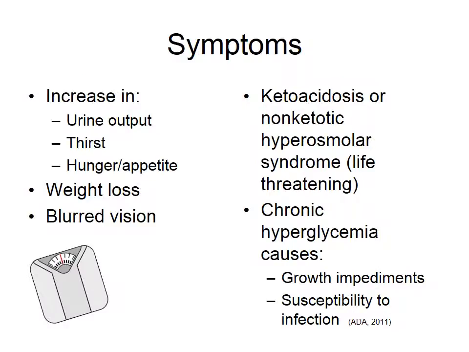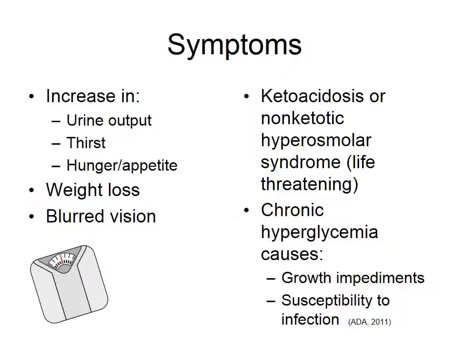Symptoms of marked hyperglycemia include polyuria or increased urine production, polydipsia or increased thirst, weight loss, sometimes polyphagia or increase in appetite or hunger. Remember though, weight loss still occurs no matter how much food the person eats, and blurred vision. Impairment of growth and susceptibility to certain infections may also accompany chronic hyperglycemia.